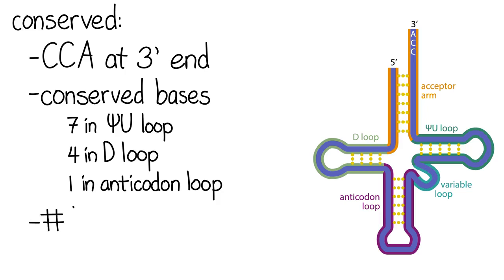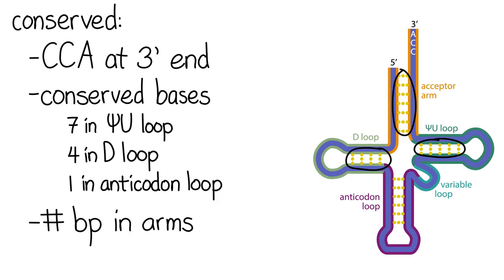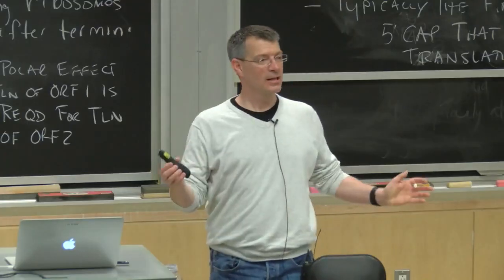Okay, and then the number of base pairs in the arms is conserved in many instances. In some ways, you can think of that as basically meaning that the length of these stems is the same in almost all tRNAs. So that's true in the D arm, the Cy-U arm, and the acceptor arm. Interestingly, the anticodon arm can be of different length. Okay, so there's a lot of things the same.